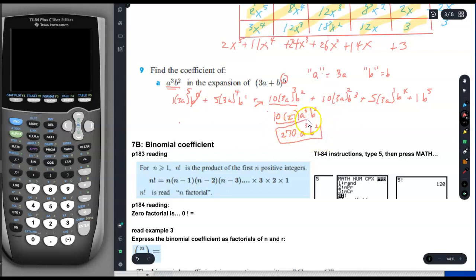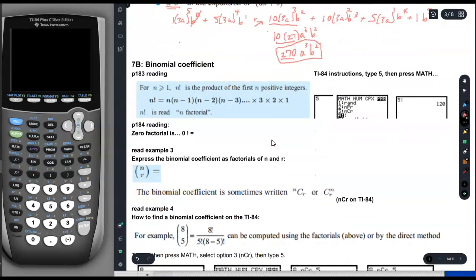And then I'm done. Now, some people might say, oh, a cubed b squared, the coefficient is 10 because the Pascal's triangle coefficient is 10. But actually, remember, coefficient is any numerical element, right? So the 3 and the 3 cubed is also going to have to be combined with the original Pascal's triangle coefficient to get the total coefficient 270. So the answer is 270, not 10. Okay? All right, let's move down a little bit to the next section.